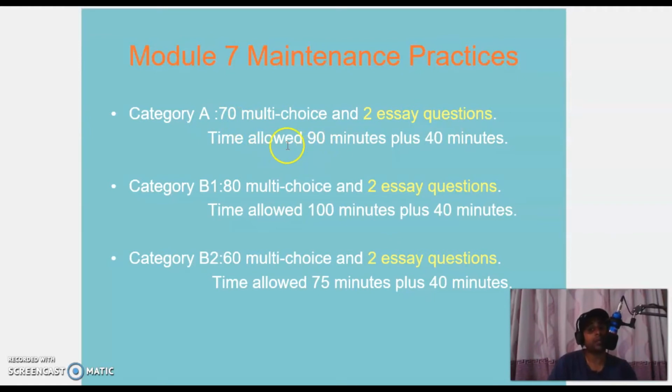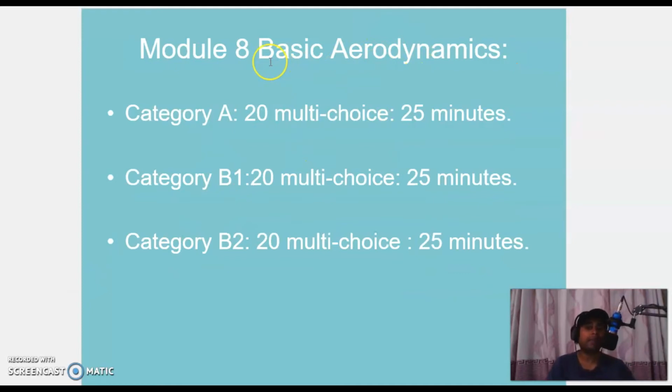For the MCQs they will give 90 minutes, and for the 2 essay questions they will give 40 minutes. And category B1 80 MCQs and 2 essays, time is 100 minutes for the 80 MCQs and 40 minutes for the 2 essay questions. And category B2 60 MCQs and 2 essays, 60 MCQs they will give 75 minutes, and 2 essay questions 40 minutes. And module 8 basic aerodynamics.